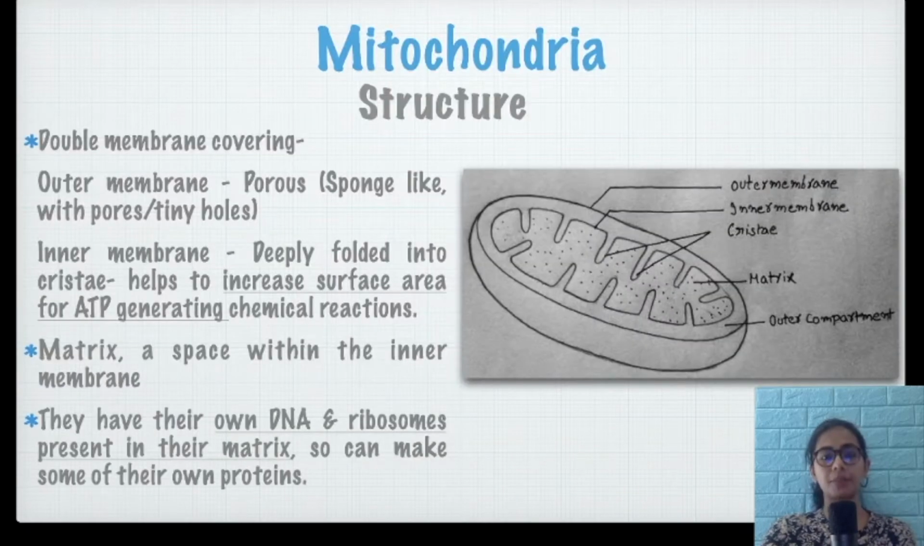Let's look into the structure. Over here, you can see a very simple diagram of the mitochondria and the parts are also labeled. So what can we make out? As usual, it has a double membrane covering, outer and inner membrane, and there is a peculiarity about the inner membrane over here. You see, it is folded into crests. That is, the deep foldings are called cristae.